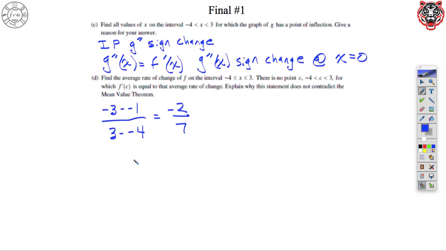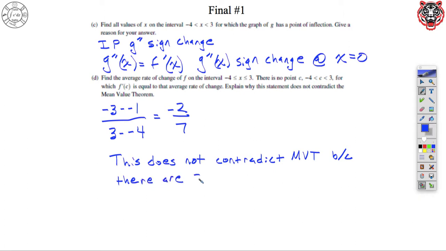All right, so we want to say in words, this does not contradict the mean value theorem because, oh, cannot spell there. There are 2 points, or you can just say points. You don't even have to say that there's 2. There are points in that interval from -4 to 3 that are not differentiable. I'm just going to abbreviate like that.